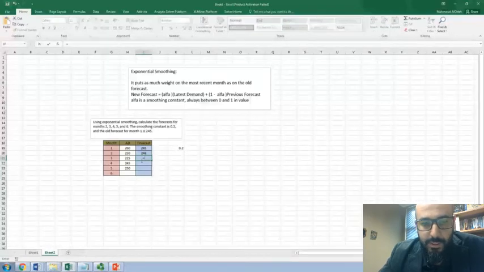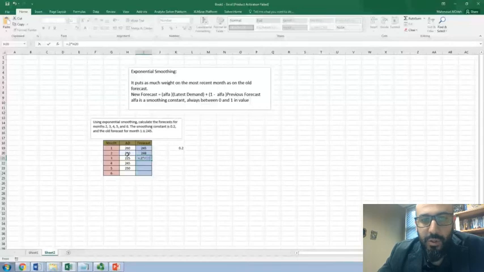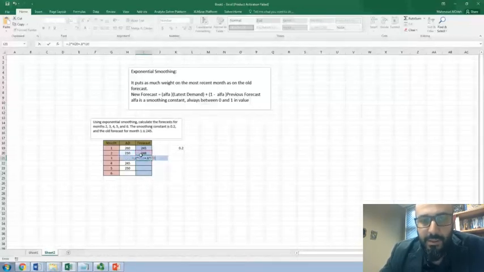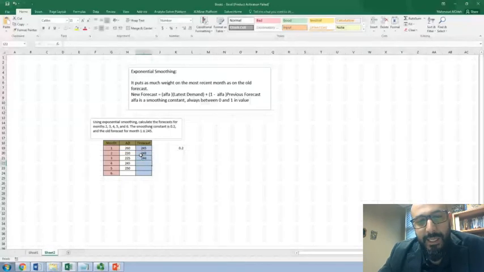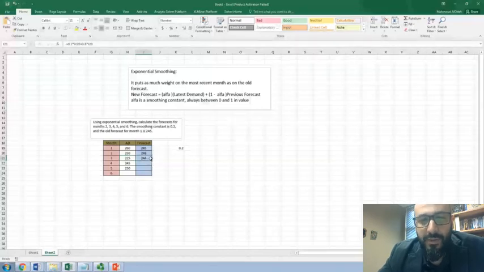0.2 times the latest demand, 230, plus 0.8 times 245, that would be 244. And what we actually sold was 225. And you do the same thing until you find out the forecast for all of these.